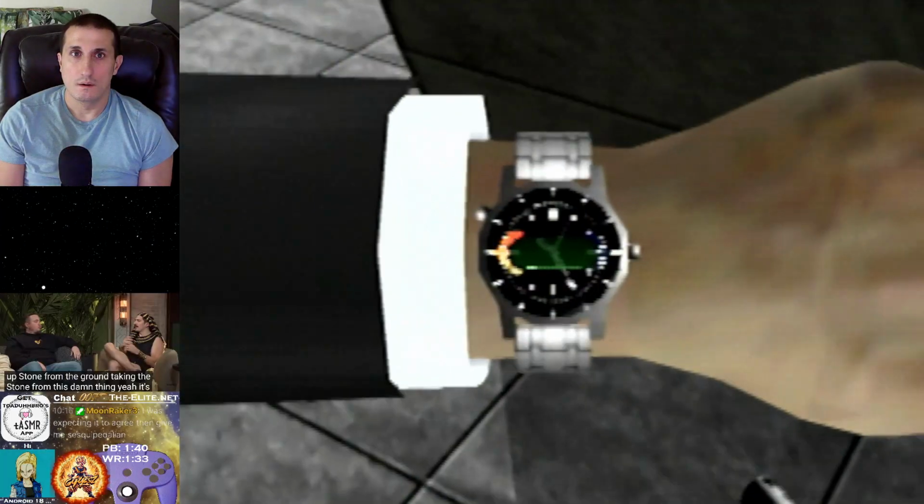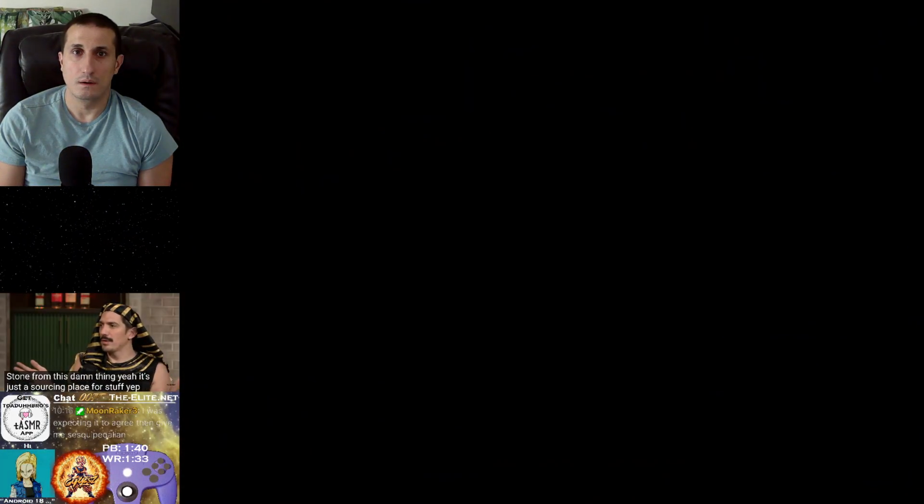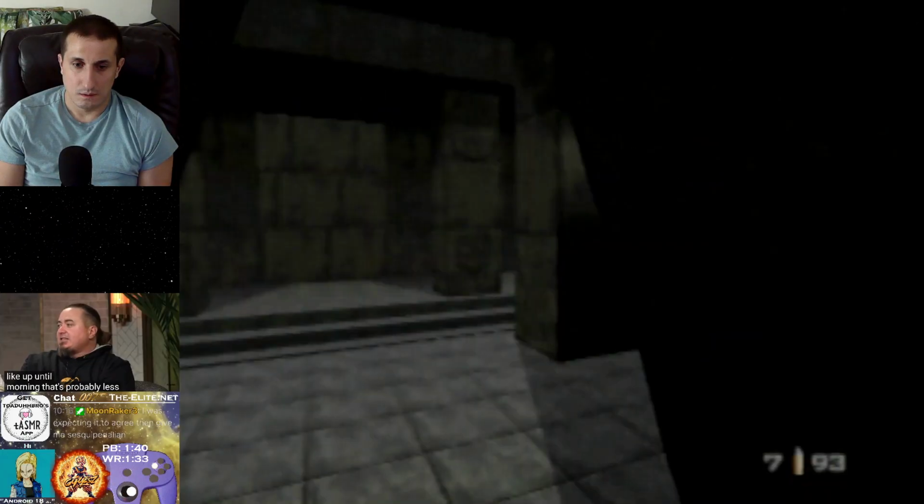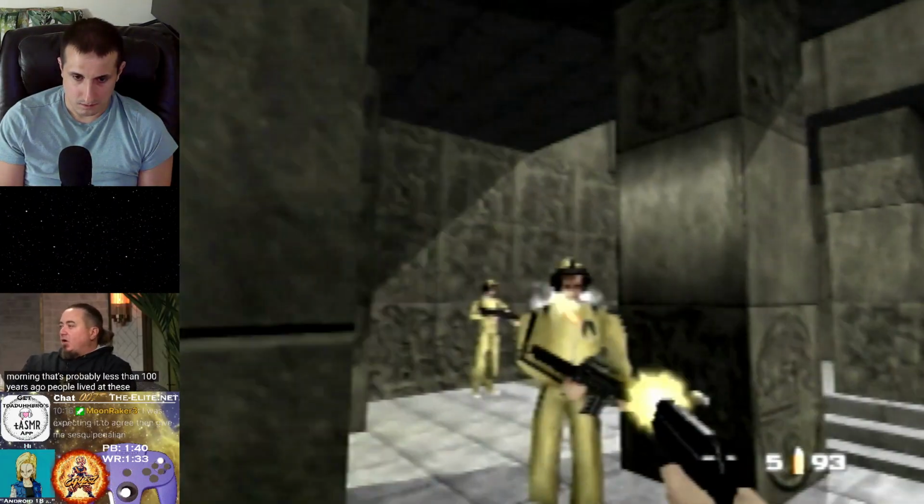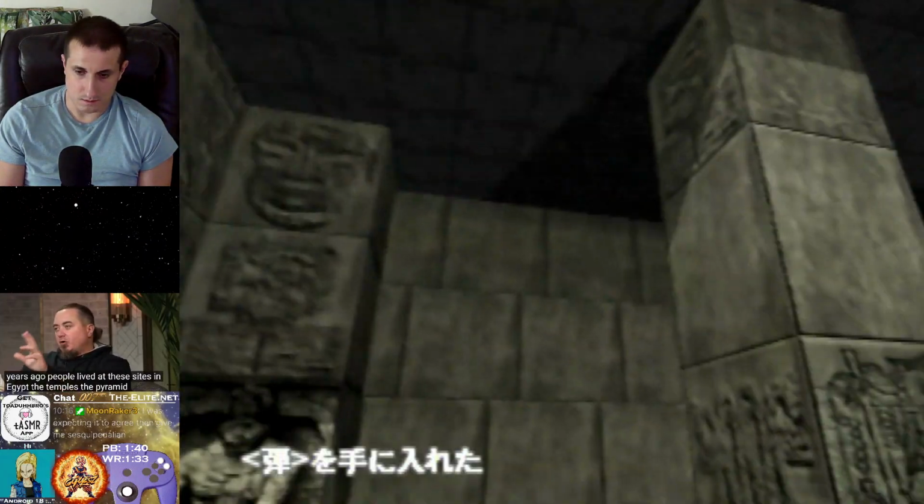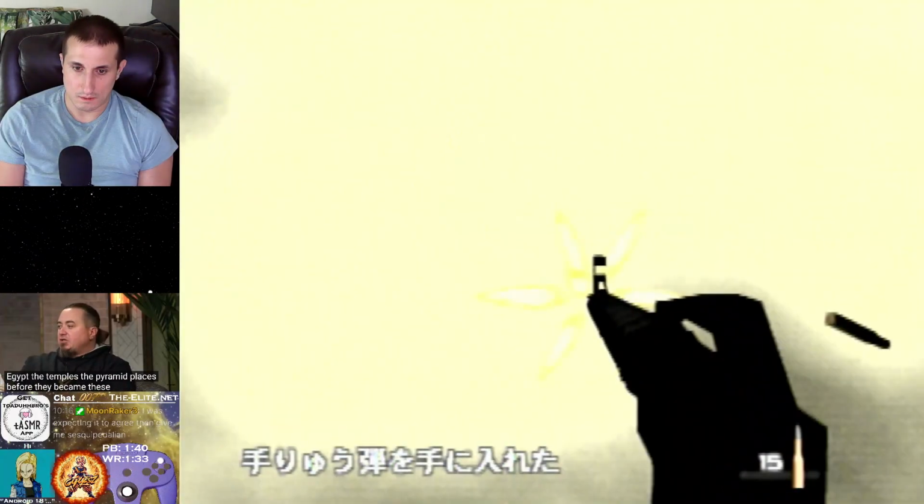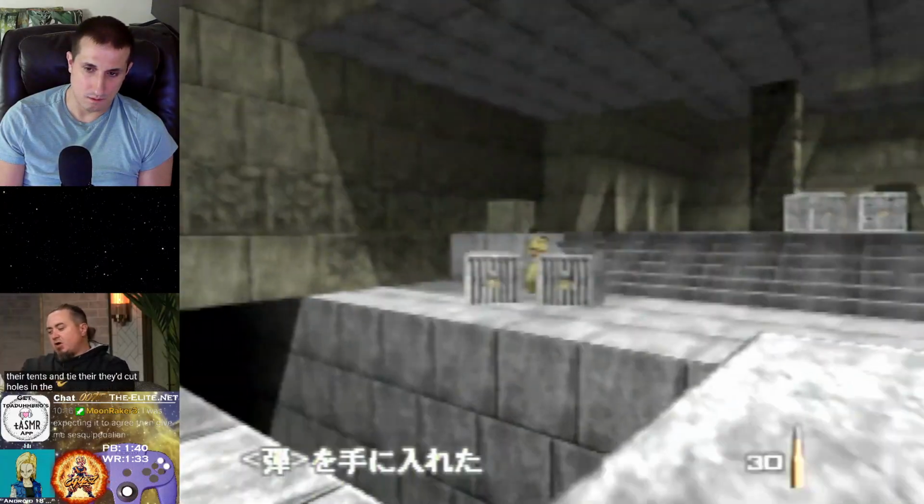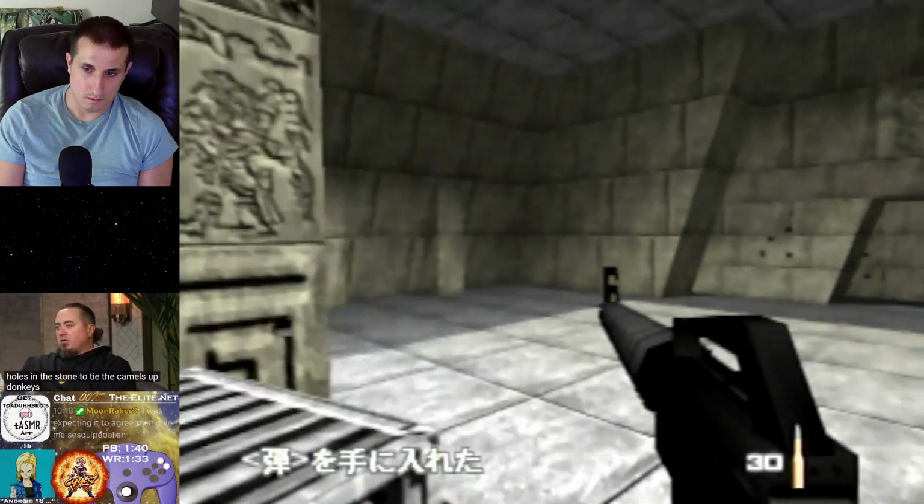And quarries, just for anybody listening, are just a sourcing place for stone. People would just take stone from it. People lived at these sites in Egypt, the temples, the pyramid places, up until probably less than 100 years ago. Before they became tourist attractions, people would pitch their tents and cut holes in the stone to tie the camels up, donkeys or whatever, and they'd live there.